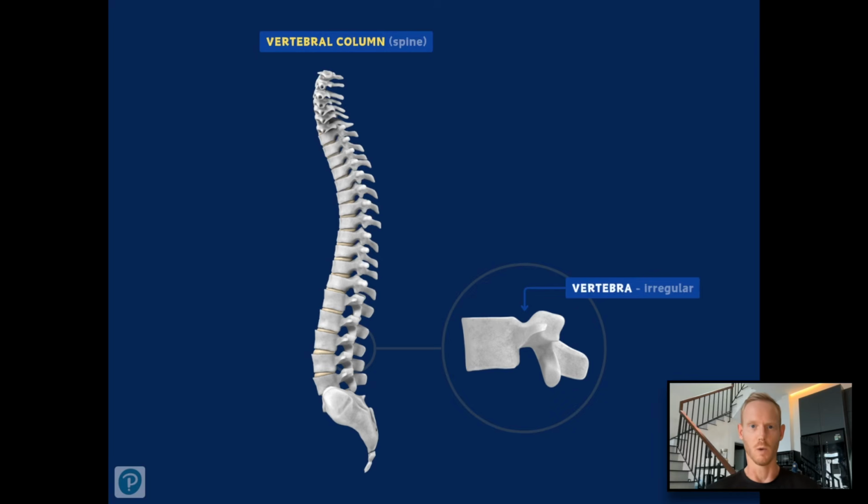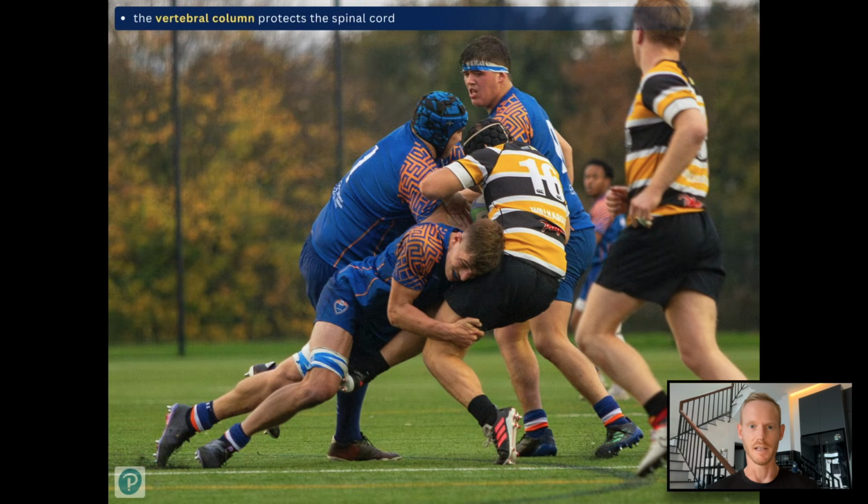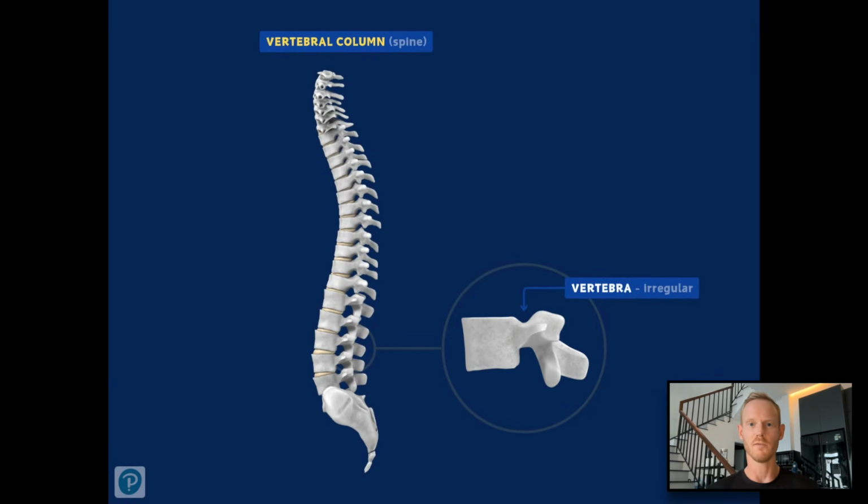The vertebral column or spine is composed of many vertebrae, which are irregular bones. Their roles are to provide attachment points for muscles and to protect the spinal cord from injury, for example, when tackling in rugby. The vertebral column is divided into 5 regions.